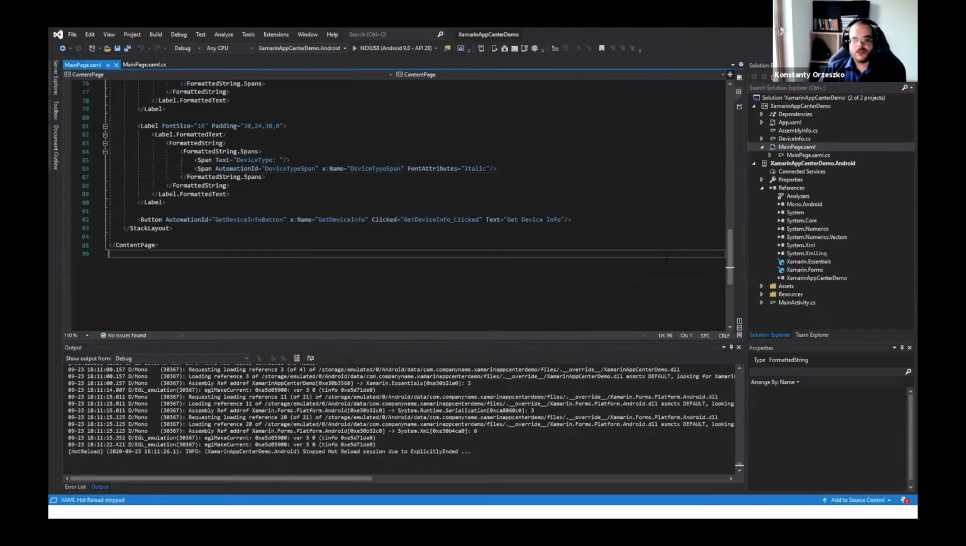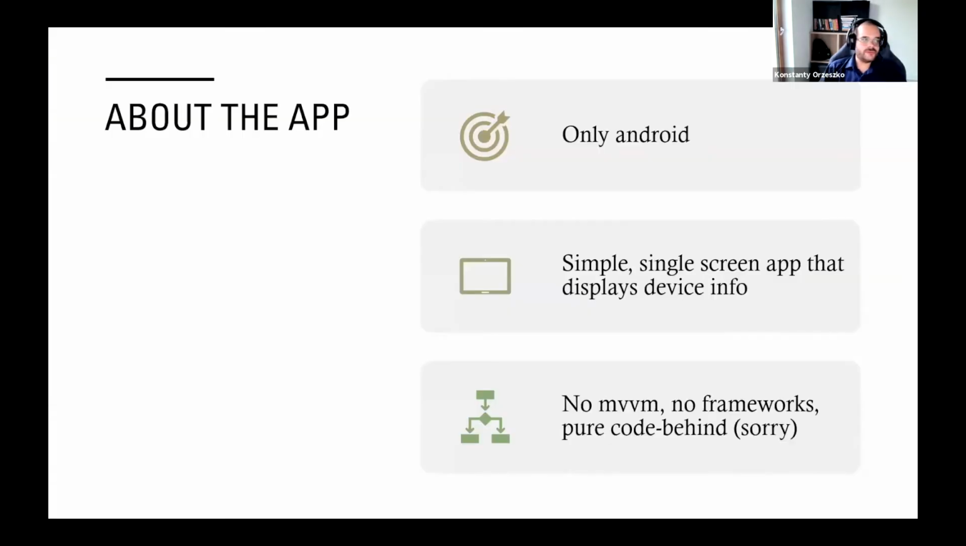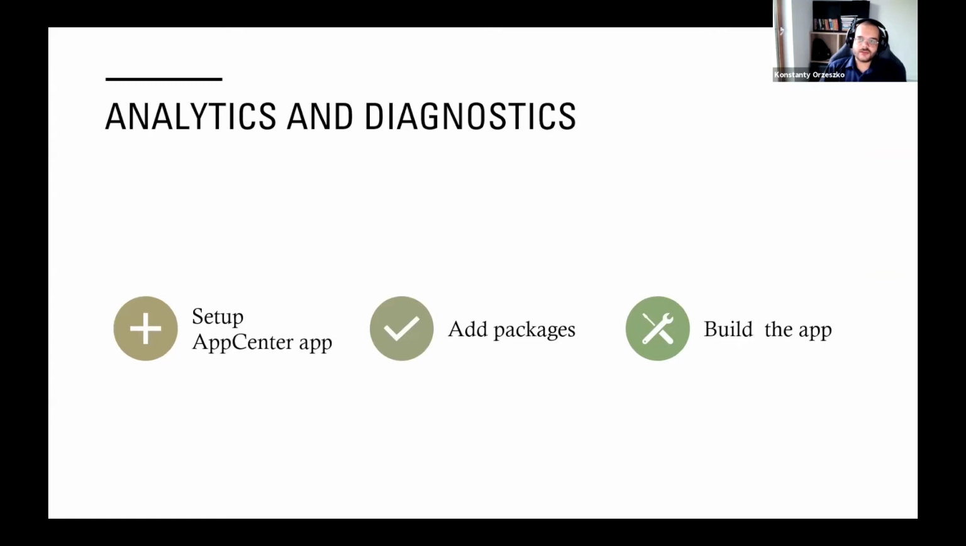Okay. So what will we do first? First, we'll add some analytics and diagnostics. And to do that, firstly, we have to set up the App Center app. Then we'll add NuGet packages and build the app, and that's it. With these few steps, you have the working analytics and diagnostic in the app. I will show you that.